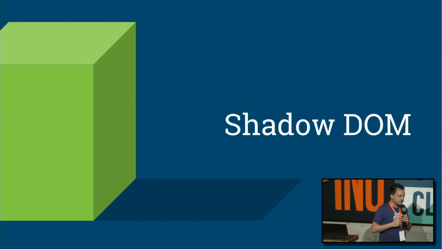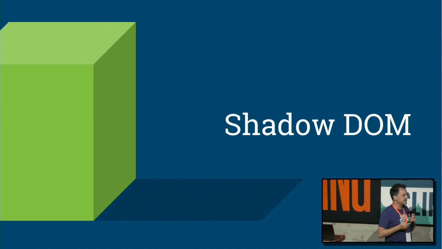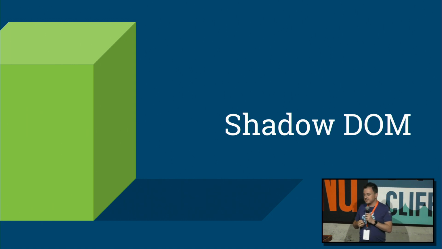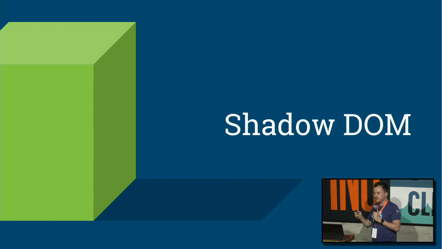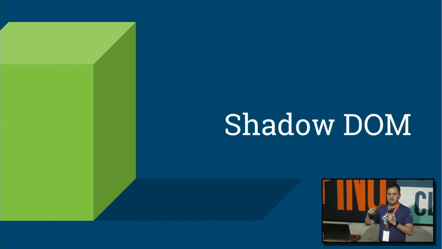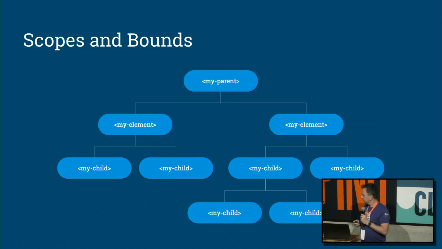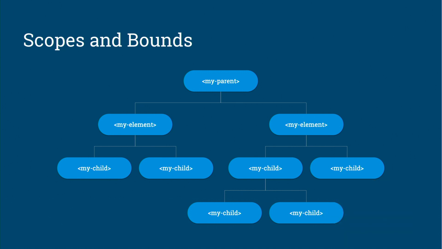Okay, so I'm going to get into a bunch of techniques that you can use to style and theme components. Before that, I want to do a very quick overview of Shadow DOM and why these different techniques are necessary. So first of all, Shadow DOM gives us, with respect to styling, scopes and bounds. So a scope is really just an area where the styling applies to, and it only applies to that one isolated area. So here we have a scope for the myParent element here.